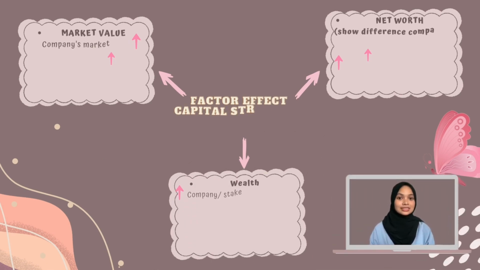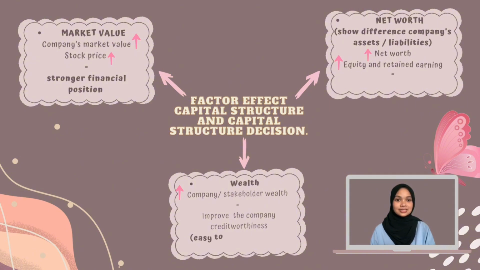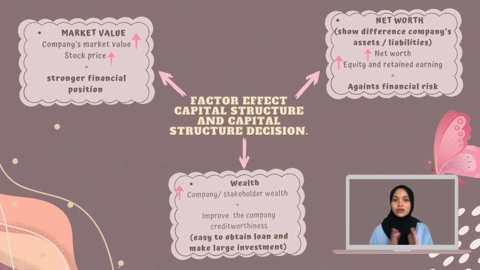So next, let's see what can affect the capital structure and capital structure decision. The first one is market value. The market value of a company has an impact on its capital structure and capital structure decision. When a company's market value increases, it can lead to a higher stock price and a stronger financial position. This can provide the company with more options for raising capital, which can also improve the company's creditworthiness.